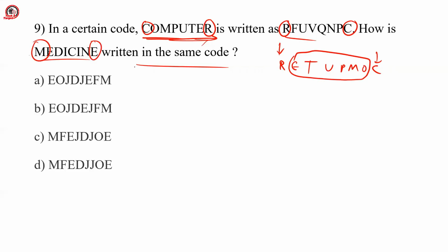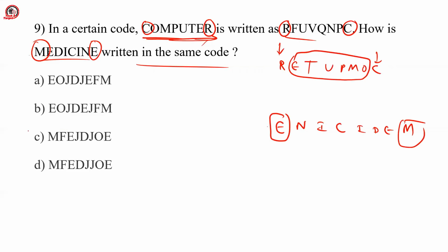So M and E will be exchanged. I mean, you have to reverse medicine. If you reverse medicine, what will happen? MENICIDEM, medicine. Yes. So this will be fixed, right? So according to this, R and C, here also E and M will be fixed.